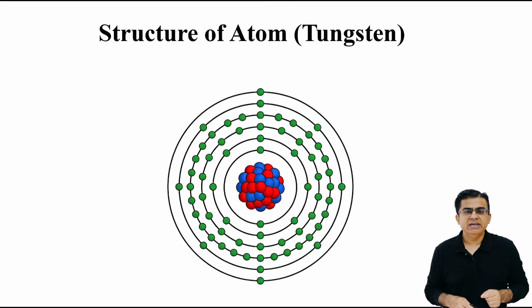Let me explain exactly why we choose a tungsten atom. In an X-ray tube, we need a target material. We cannot just use any random metal as a target. We choose tungsten. There are two specific reasons why tungsten is the best choice for X-ray tubes.